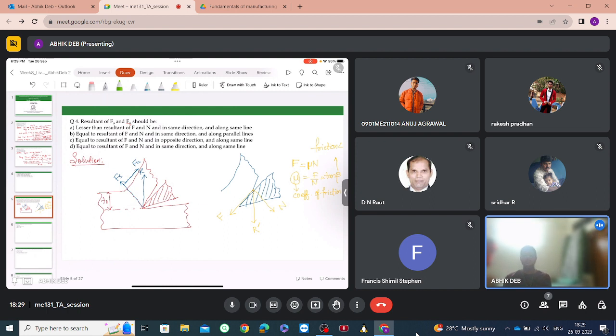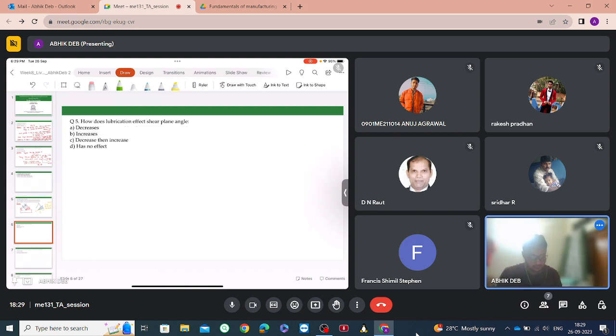See, when the chip is formed, there should be dynamic equilibrium. Dynamic equilibrium, that is the equilibrium of the forces involved. That is, there should not be any resulting force or resulting couple because of the acting forces. Then only the entire process will be in a dynamic equilibrium condition.